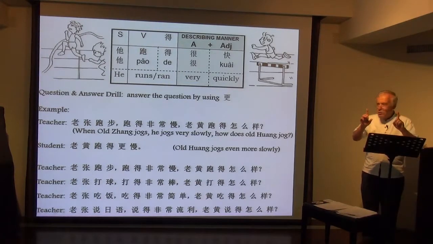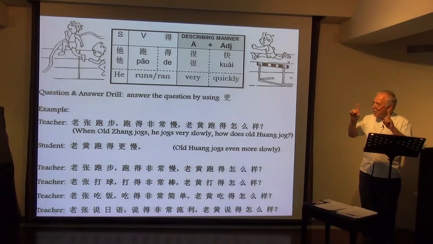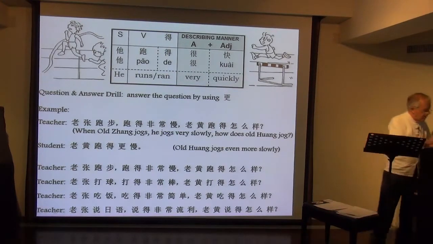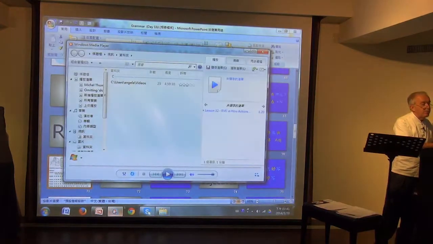But I want you to notice something. What's the difference between 跑得很快 and 跑得快? Let's have a look at this grammar clip. Hope you find it helpful. Here we are.